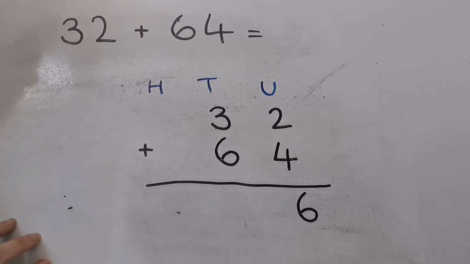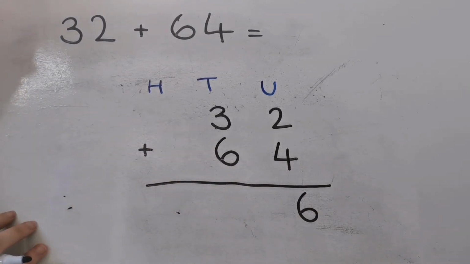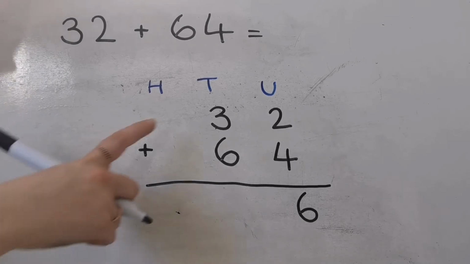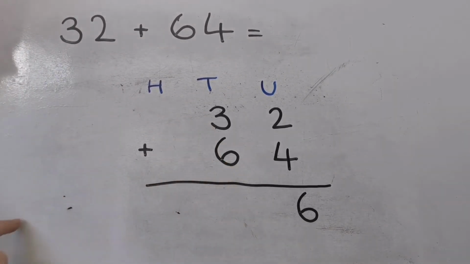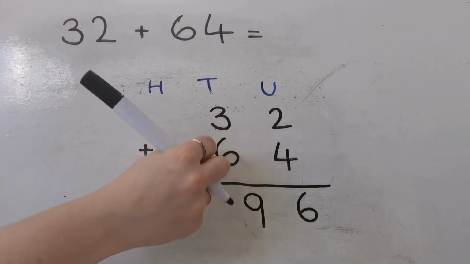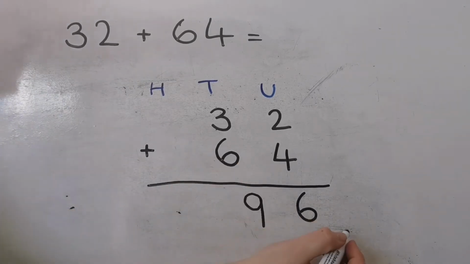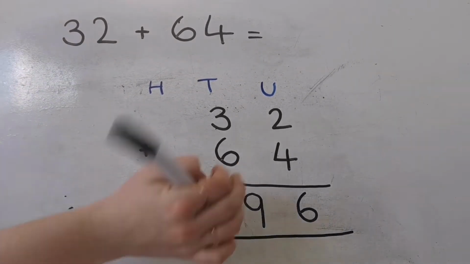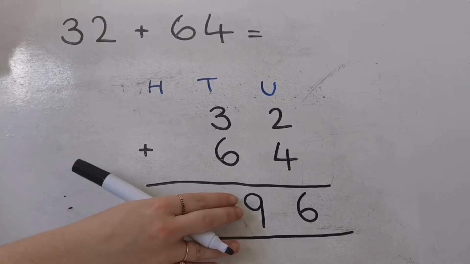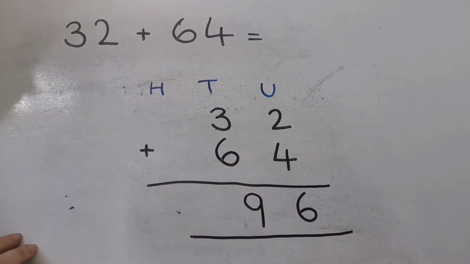Okay, once I'm happy with my units, I can move on towards the tens column. So I have 3 tens plus 6 tens. Okay, so 3 plus 6 will give me 9 tens or 90. 30 plus 60 would give me 90. Okay, so once I have worked my way through all of the columns, I can be happy that I've got my final answer, which is 96 for this problem.